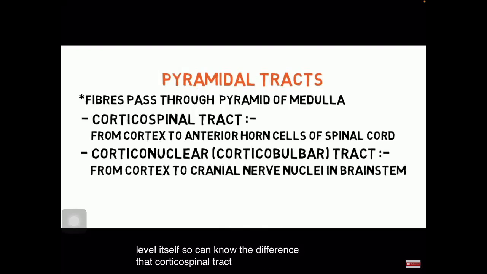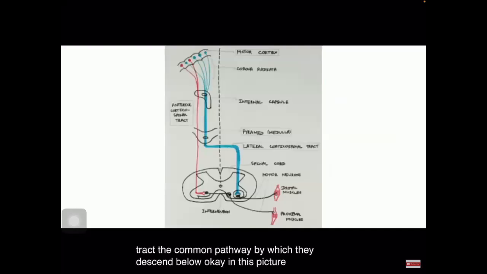So you can note the difference that the corticospinal tract is longer than the corticonuclear tract, and the corticospinal tract basically gives rise to spinal nerves, whereas the corticonuclear tract gives rise to cranial nerves. And you also have to know that these two are almost the same in the fact that they have a common origin and a common pathway by which they descend below.